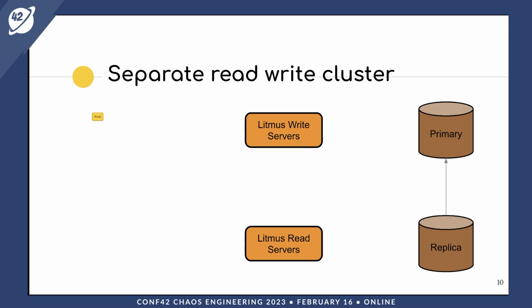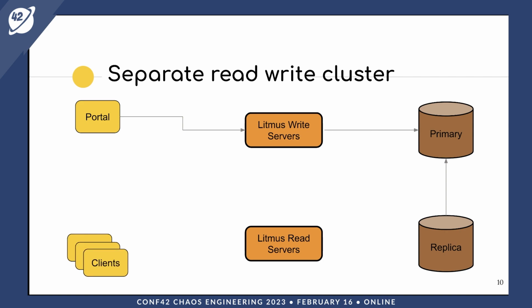So how will the portal be talking now? The portal will talk to the write servers, and similar to the previous fashion, the write server will make those changes in the DB, and all the clients now will be talking to read servers, and read servers will be fetching the data from the replica and returning it to clients. This is how the system will look once we segregate the read and write clusters. Let's go to the pros and cons of this architecture.